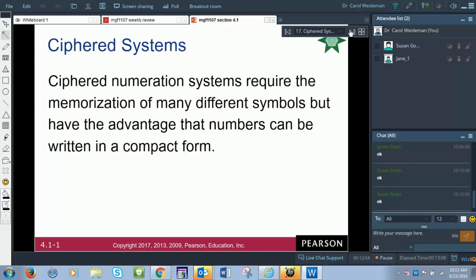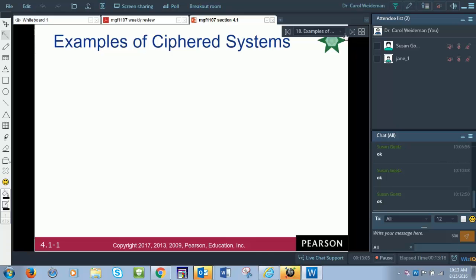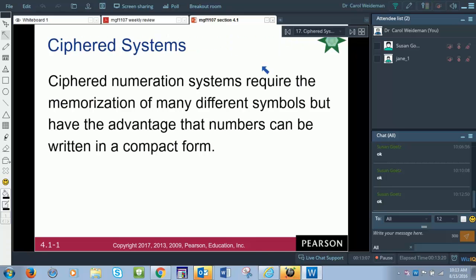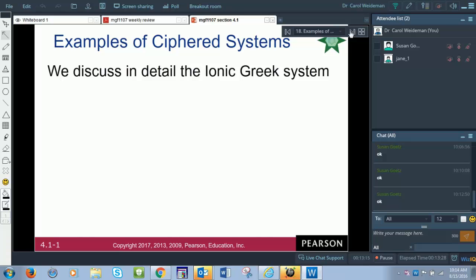And this has lots of symbols. You're going to see in a minute, we're going to look at a Greek system. The problem is that because there are so many symbols to represent numbers, it's a big system and you have a lot of stuff to memorize. But the advantage, let me just go back for a second, is the numbers can be written in a compact form. So again, we're getting more compact here. The systems are getting more complicated.